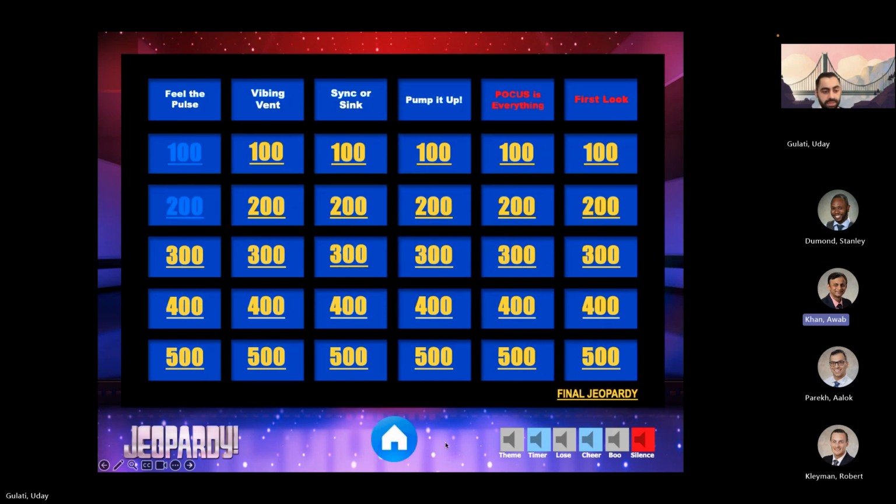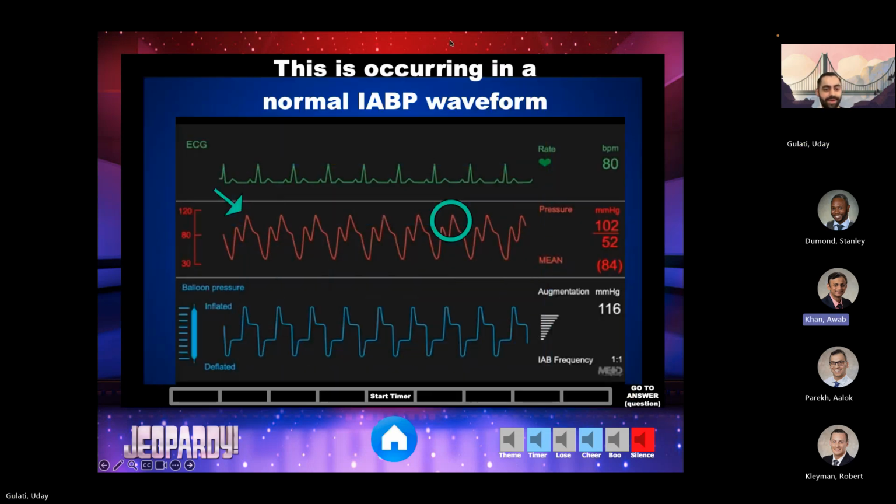Could you do first look for 100? Oh, so let's skip that section. Let's skip the last two sections. Oh, sorry. Pump it up then at 100. Pump it up for 100. It's gonna be bad. All right.